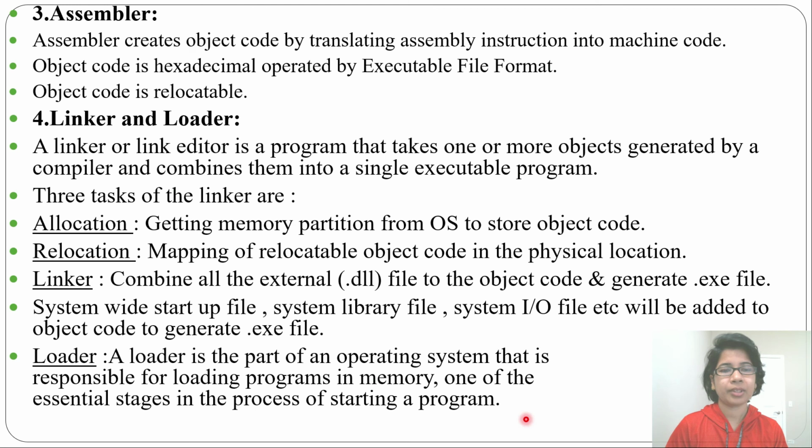There are four functions of language processing system. First is preprocessor, then compiler, then assembler, then linker and loader. Preprocessor evaluates macro, file inclusion and language extension and produces a pure high-level language. Then compiler takes that pure high-level language and generates an assembly language. Then assembler will produce a relocatable file. Next, linker and loader combine several files into one exe file and load it into physical memory.